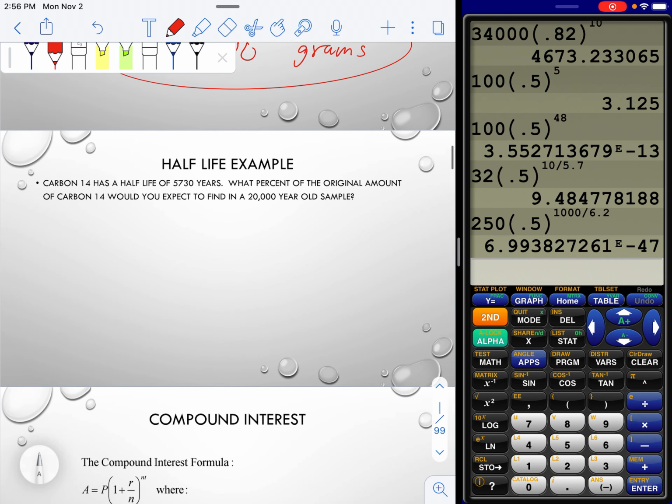All right, this last one here. This is a little bit different. Carbon-14 has a half-life of every 5,730 years. What percent of the original amount of carbon-14 would you expect to find in a 20,000-year-old sample? For this one, you could pick any value as your initial value. I like to use 100 because it's easy to find percents there.